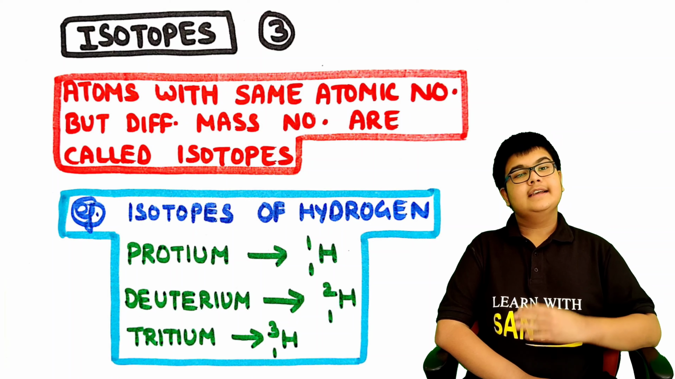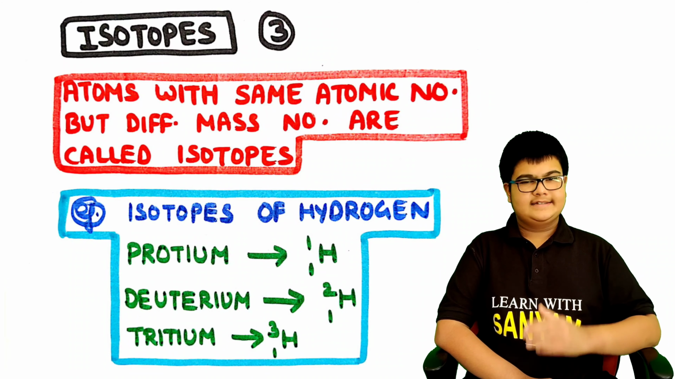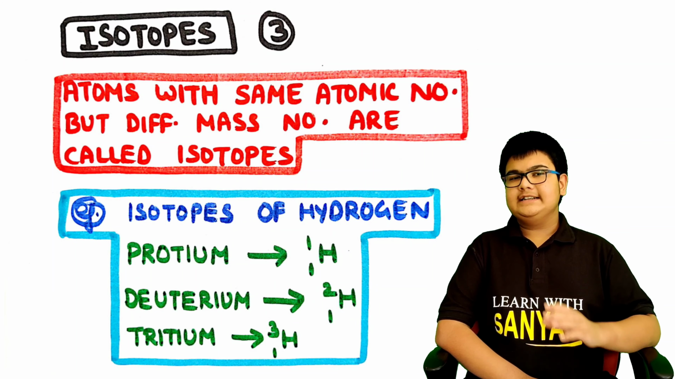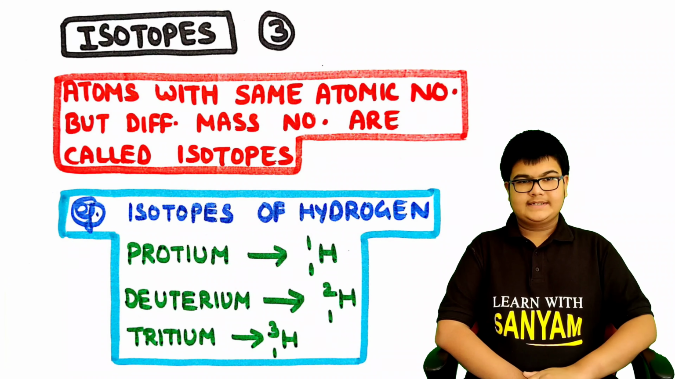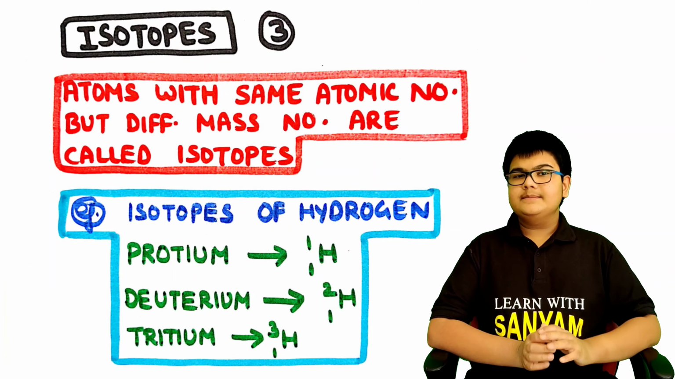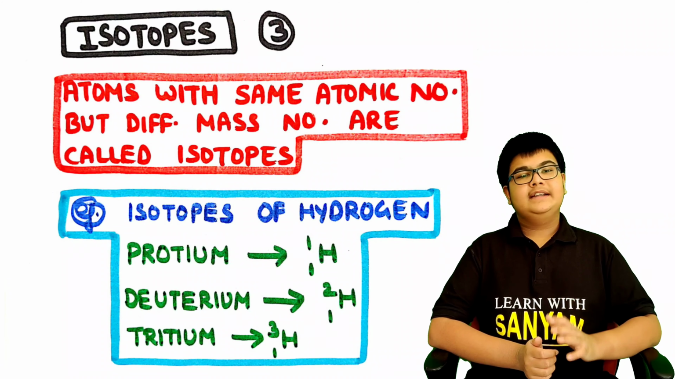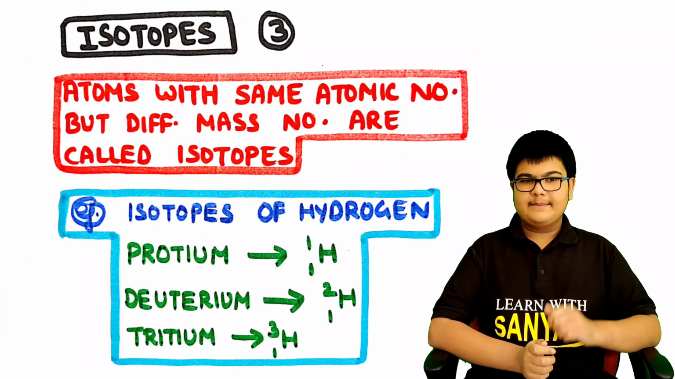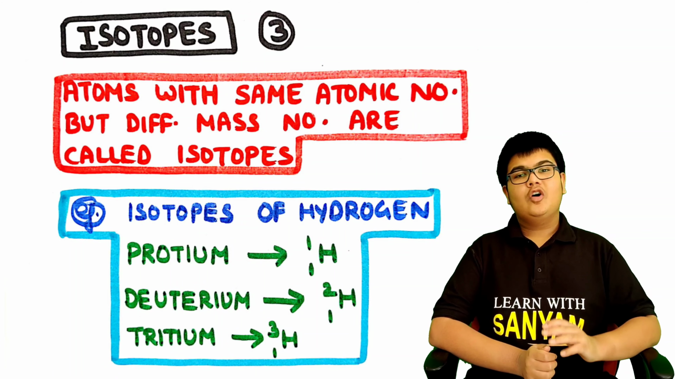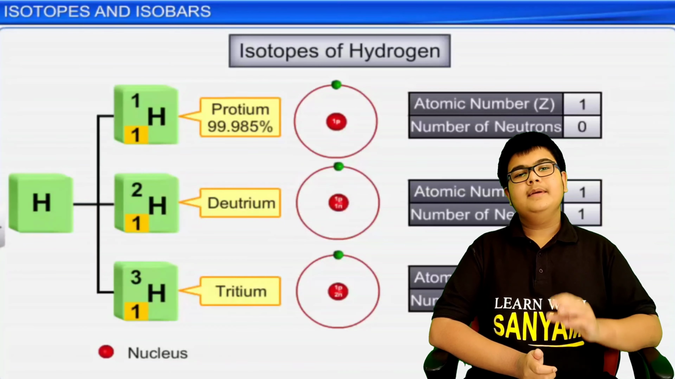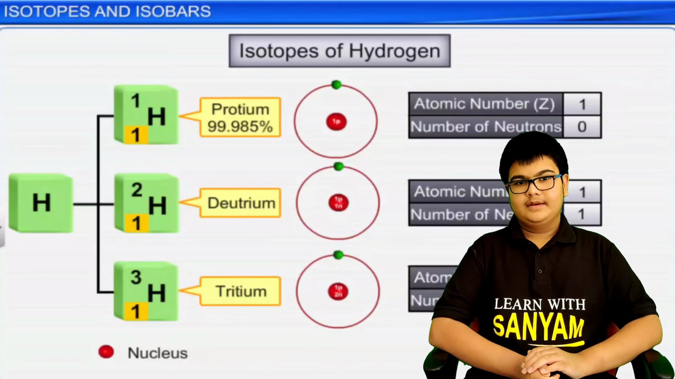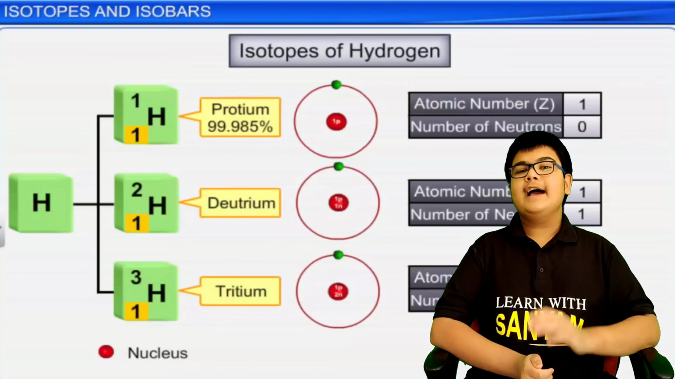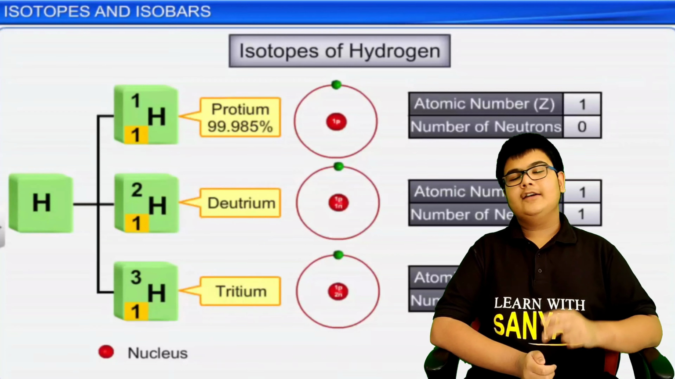Now let's discuss another very important concept, that is the concept of isotopes and isobars. First, let's understand what isotopes are. The atoms with the same atomic number but different mass number are called isotopes. For example, there are 3 isotopes of hydrogen: protium, deuterium and tritium. Protium has a mass number of 1 and atomic number of 1.